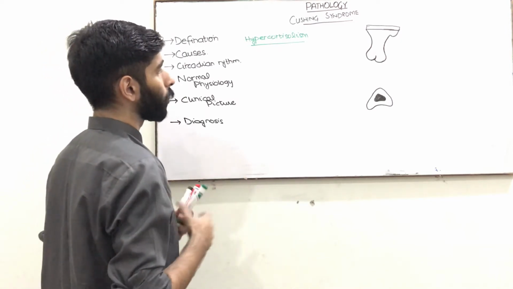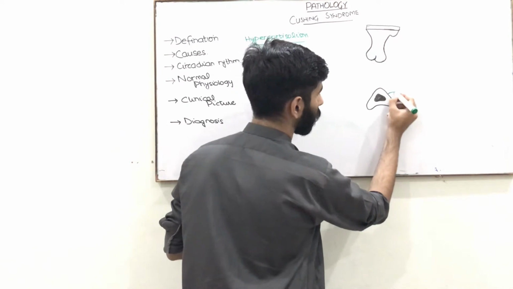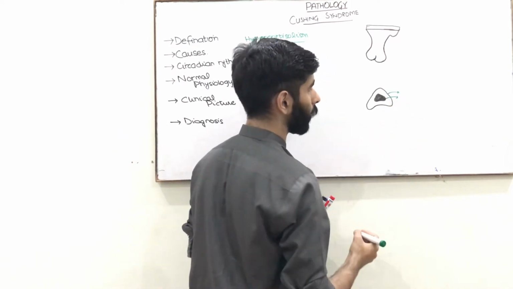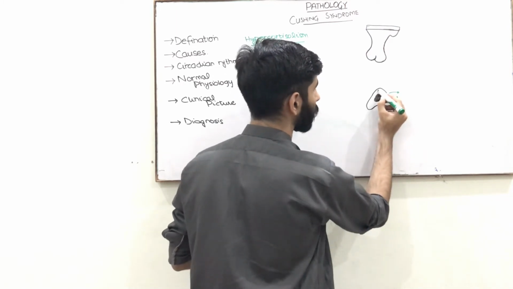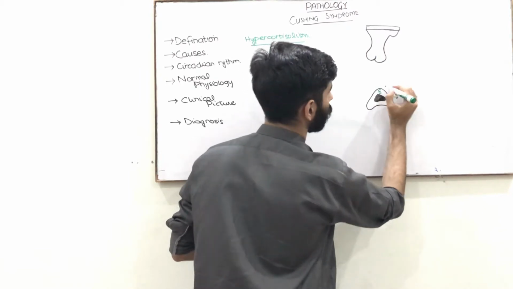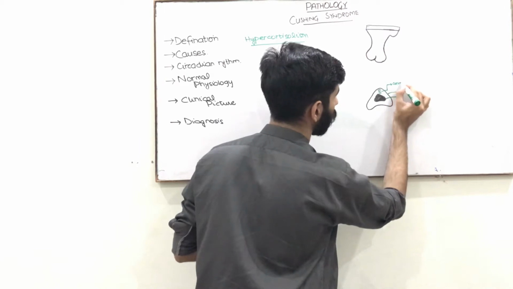Now we know where cortisol is released from. This is the adrenal cortex. The outer portion is the adrenal cortex and the inner portion is the adrenal medulla. The adrenal cortex has three parts: zona glomerulosa, zona fasciculata and zona reticularis. The zona fasciculata is responsible for the production of cortisol.